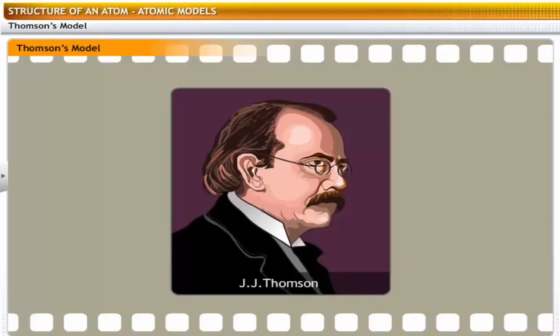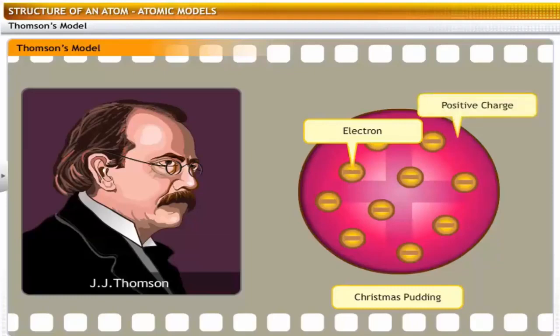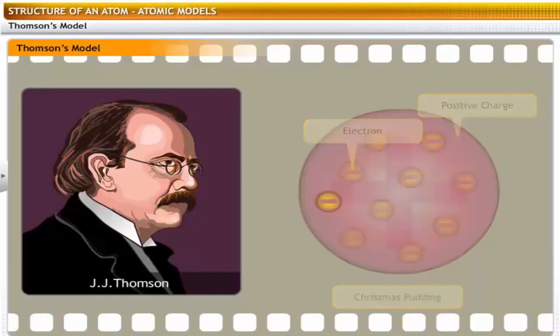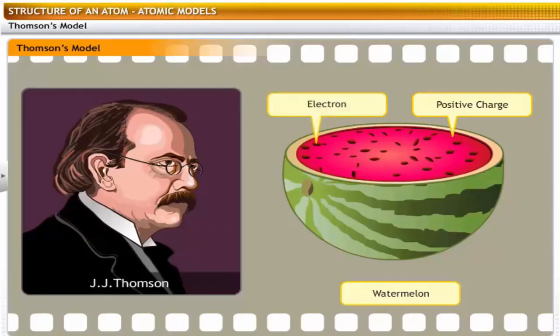J.J. Thomson was the first to put forward a model to explain the structure of an atom. In his model, Thomson compared an atom to a Christmas pudding. The electrons were like the raisins in the pudding, and the pudding itself was like the positively charged particles. This can also be explained through the example of a watermelon. The positive charge in the atom is spread all over like the red, fleshy part of the watermelon, while the electrons are embedded into the atoms like the seeds of the watermelon. The oppositely charged particles are held together by electrical force of attraction.